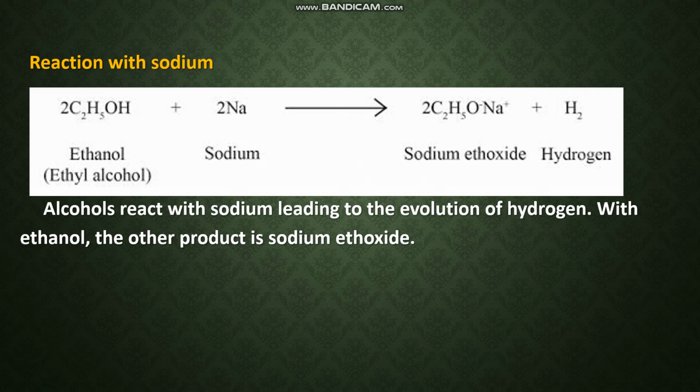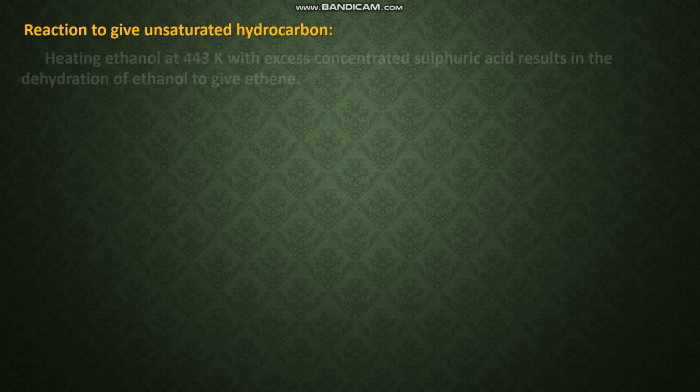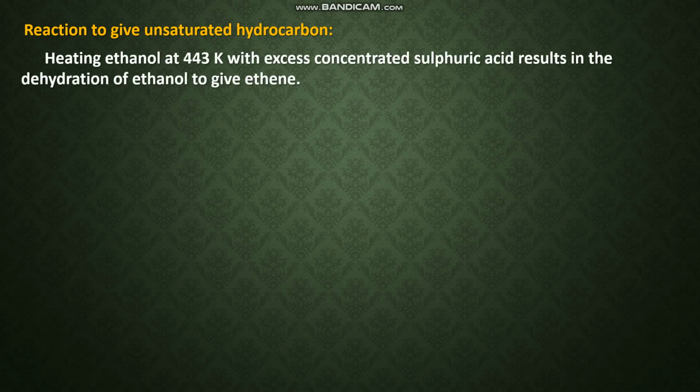Sodium ethoxide. Next we learn the reaction of ethanol to give an unsaturated hydrocarbon. Let us see this reaction. How is this reaction carried out? Ethanol is heated with excess of concentrated sulfuric acid at 443 Kelvin. Then what are the products we are getting? During this reaction, dehydration of ethanol takes place. Dehydration means water is removed and we are getting ethene.